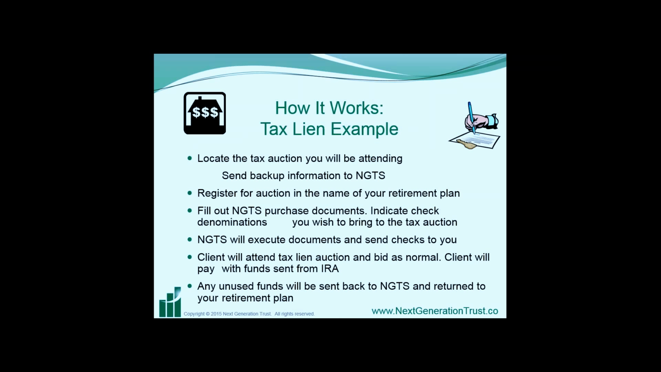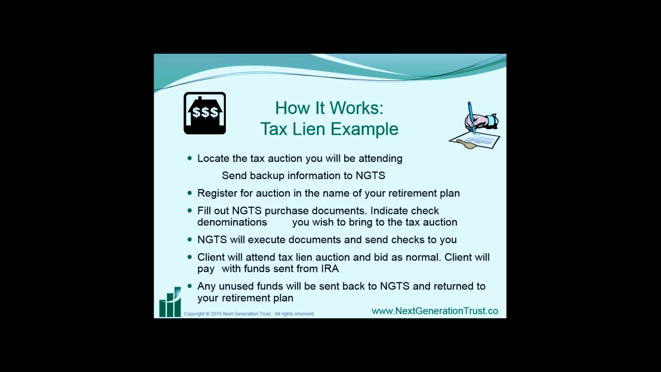I also have an example of how a tax lien works. So if you were to locate a tax auction, you would send backup information to Next Generation Trust. You would register for the auction in the name of your IRA. So like I said, Next Generation TS, FBO, John Smith, IRA number 123. You fill out the Next Generation Trust purchase documents. You indicate the different check denominations that you wish to bring to the tax auction. We would execute the documents and send the checks to you.